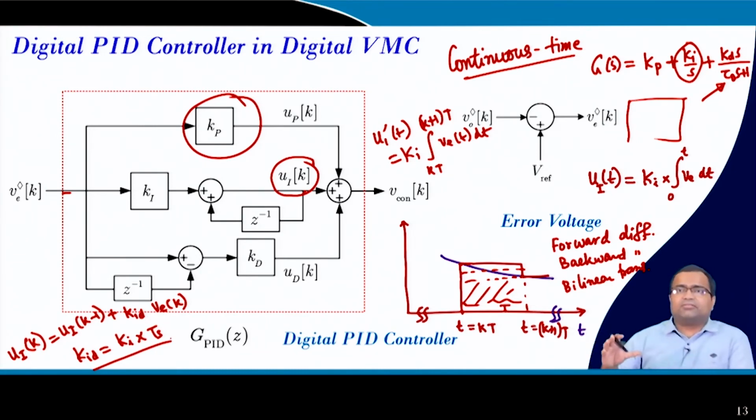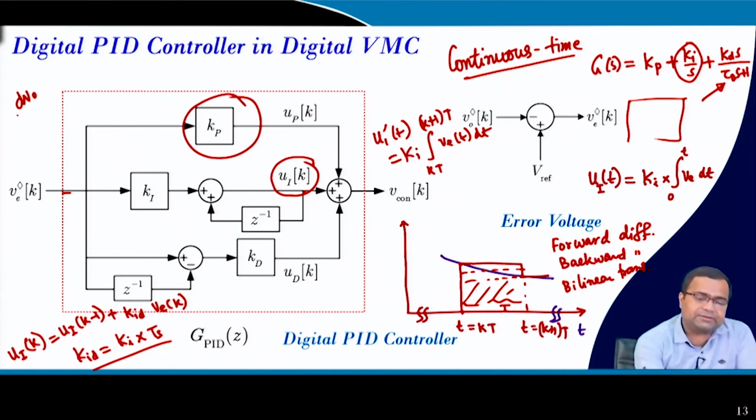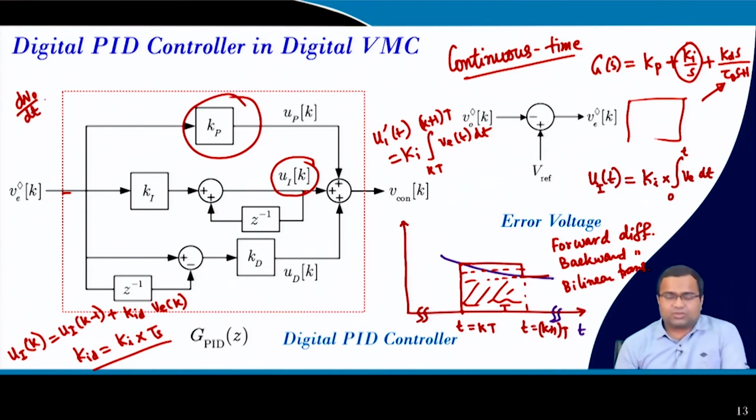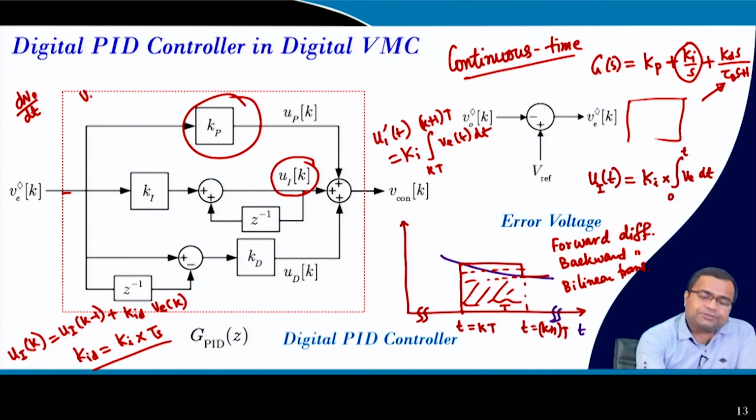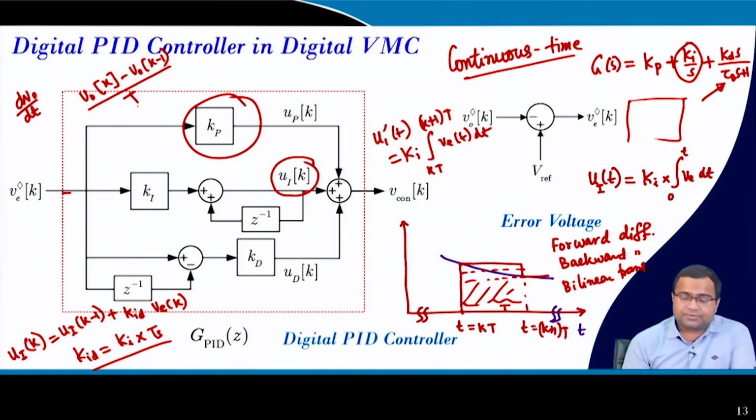So, this is a velocity algorithm. And the derivative, if we take dv0/dt, here it is taken as v0(k) minus v0(k minus 1) divided by T. This is what is taken, and this whole thing times Kd is my derivative term.